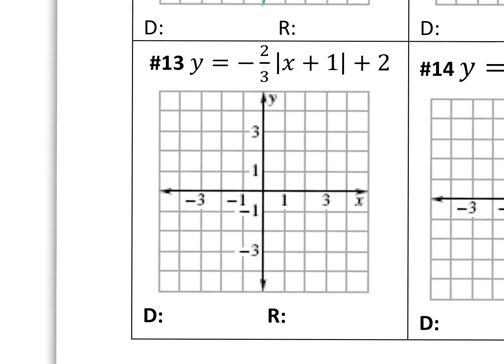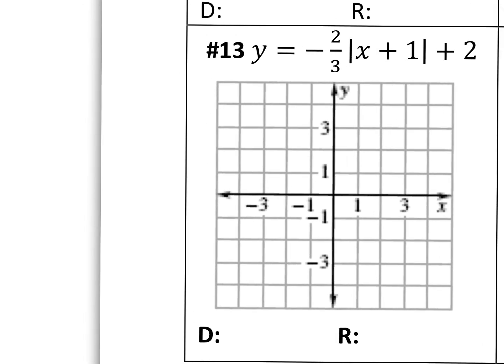Number 13. Finally get to some fun stuff here. We all should know that the vertex is the opposite on H. Take K for what it is. So the vertex is HK, which is what? Negative 1, 2. Let's go to negative 1, 2, put a dot right there. And then from that point, I'm going to rise and run according to my A value. So I am going to go down 2 over 3. Down 2 over 1, 2, 3, and put a dot right there.